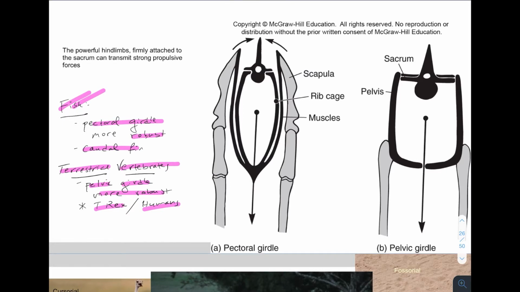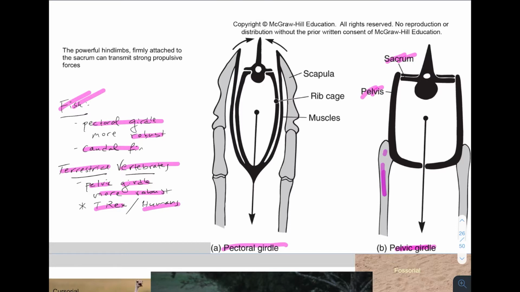Well, just notice here when we look at this picture of the pelvic girdle first in a terrestrial vertebrate, what we see is you see the sacrum, which is made of bone. You see the pelvis, which is made of bone, and then you have this femur that attaches right to the pelvis in a ball and socket joint. And so that's a very, very robust structure of bone.